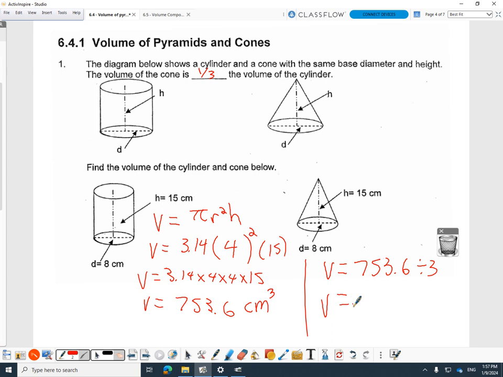Anyways, when I take 753.6 and divide it by 3, I get 251.2. That's the first of the difficult things today. And if you look at that and go, so you just divide by 3? That's not too hard. Yeah, I came today. One of the things I needed to tell you today is when you're doing cones and pyramids, you just divide by 3.